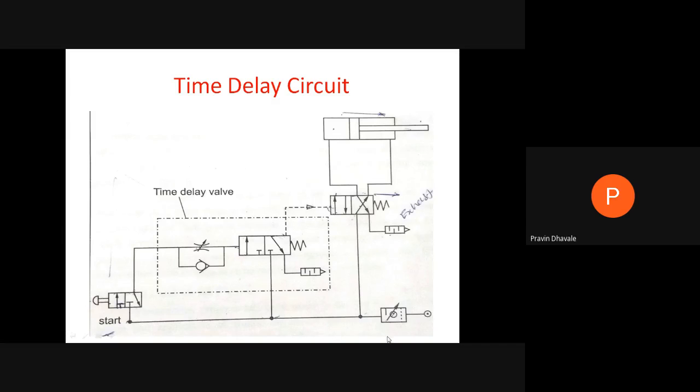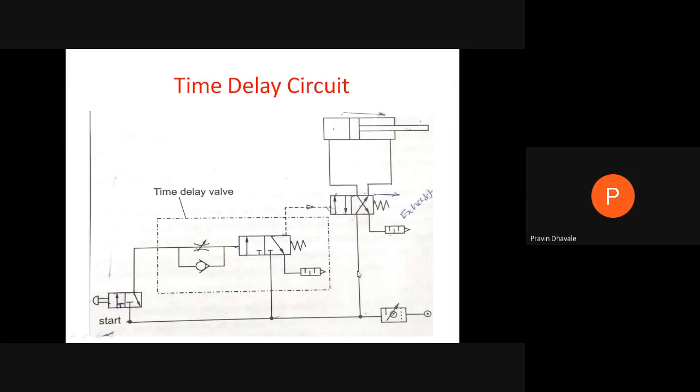Now how will it operate? This is the compressor, this is the FRL unit. In normal position, the compressed air coming out from the FRL unit will be passed to this initial valve, the starting valve. This is a 3 by 2 push button operated direction control valve. It will not allow the flow, right? This flow of the compressed air will be blocked. Some part of the air will be passed to the 3 by 2 direction control valve of the time delay valve. Again here flow is blocked.